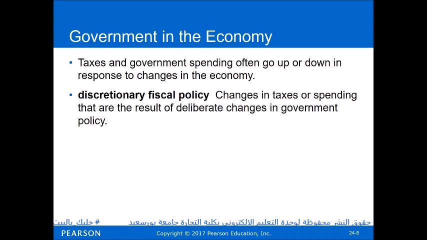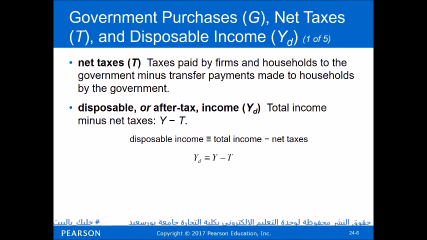We want to define what is meant by discretionary fiscal policy. This means changes in taxes or spending that are the result of deliberate changes in government policy. Note that net taxes, or T, refer to taxes paid by firms and households to the government, minus transfer payments made by the government to households.